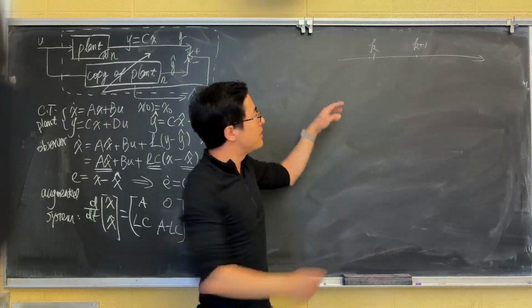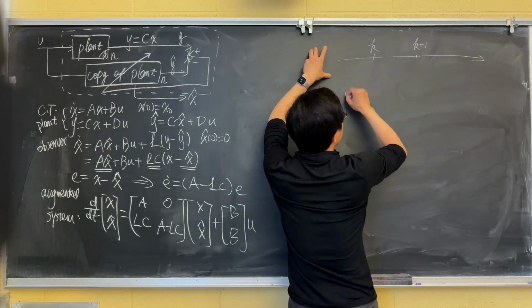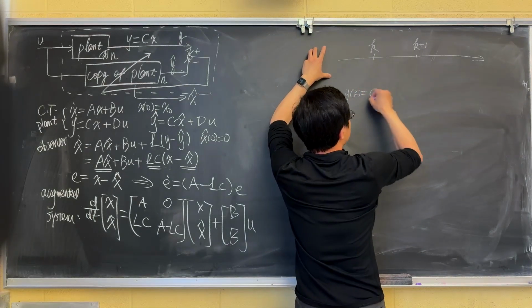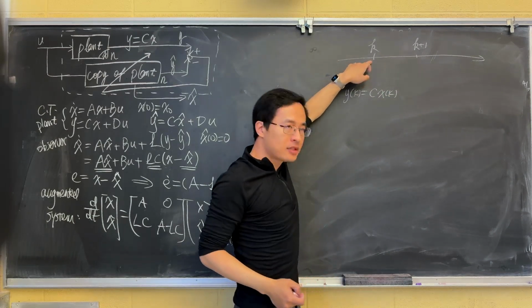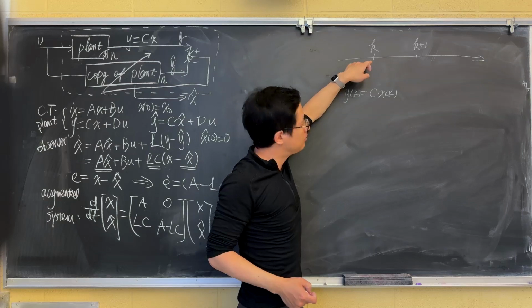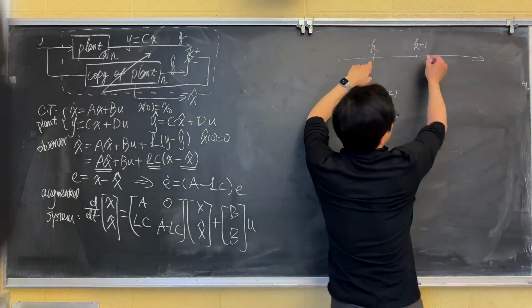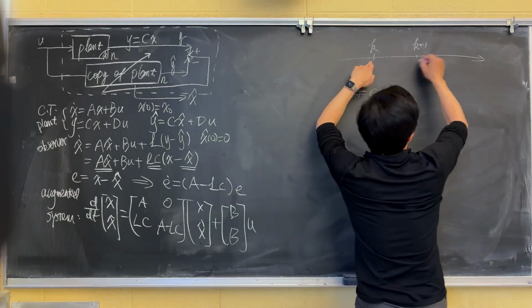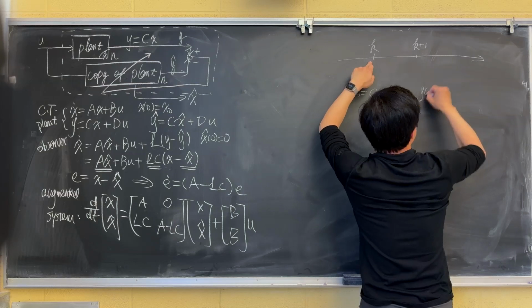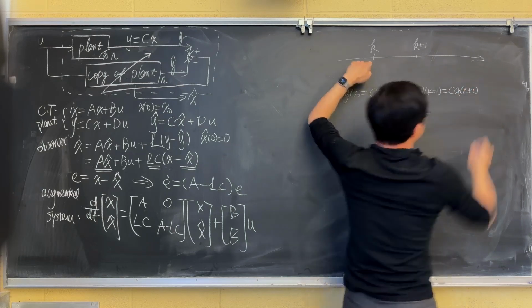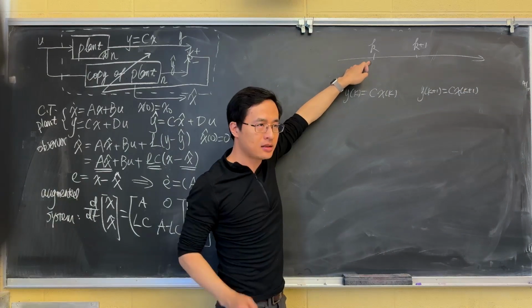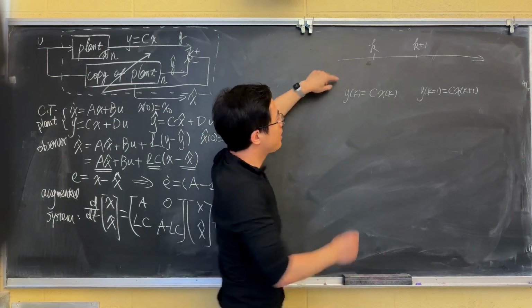So here is what happened. In the discrete time case, you get yk equal to Cxk. This is after time k. And then after this time k plus 1, you get yk plus 1. So let's take a look at the observer equations very carefully.